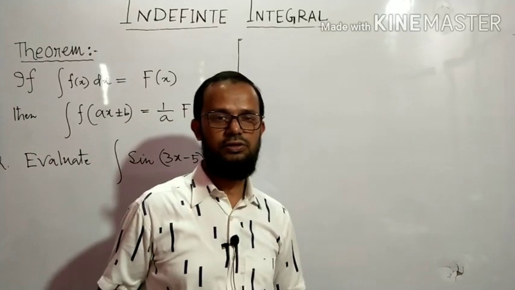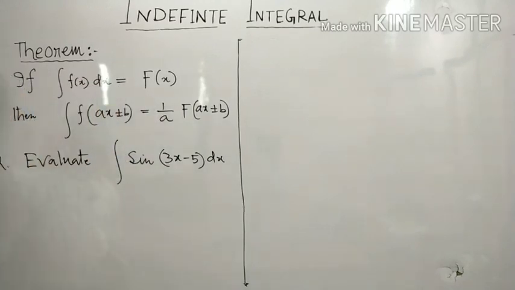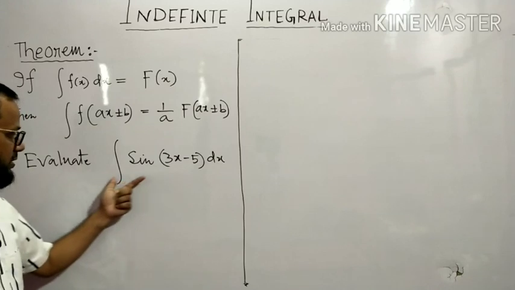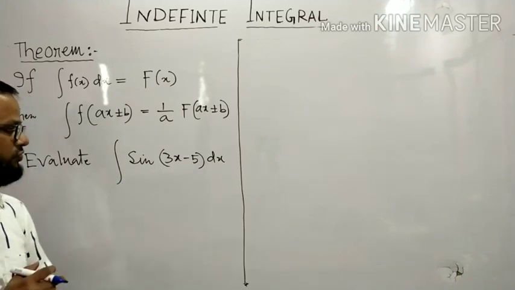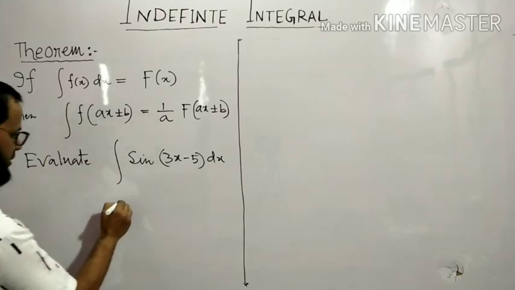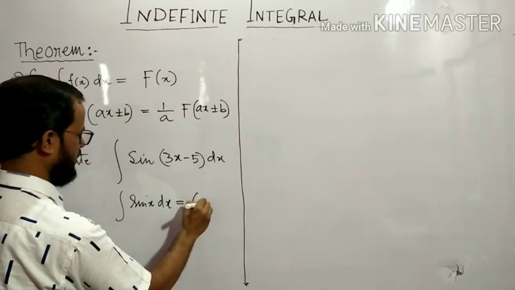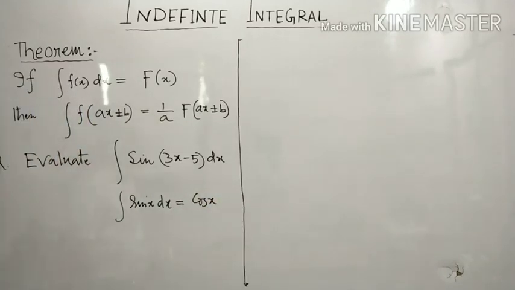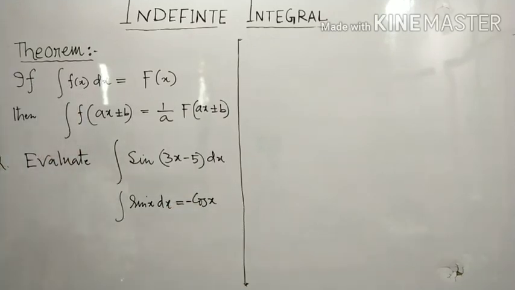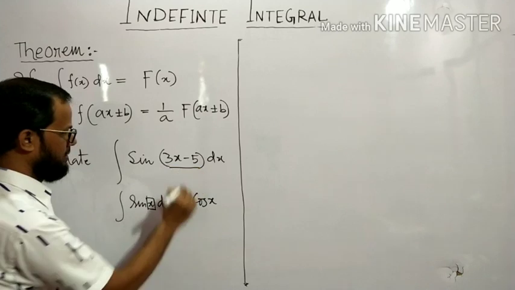Dear students, in continuation of the last problem, I am going to use this theorem to solve such a problem. Today's problem is to evaluate the integration of sin(3x minus 5) dx. You know there is a standard integral: integration sin x dx is equal to minus cos x.